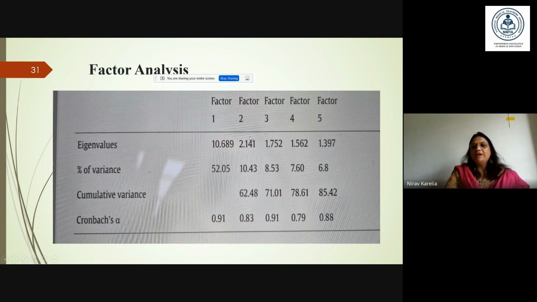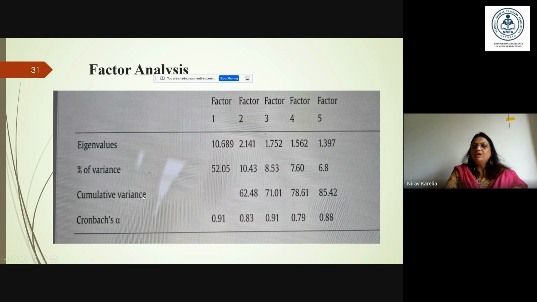Now which factor do I have to consider? Here the rule of thumb is that the greater the eigenvalue, the more I have to consider it. The eigenvalue is highest in factor 1, so in my result or conclusion I only focus on factor 1 because it has the highest eigenvalue. Now, percentage of variance represents the variability explained by the factor. So factor 1 is 52%, factor 2 is 10%. It is a percentage presentation of the variation of the data explained by the factor.